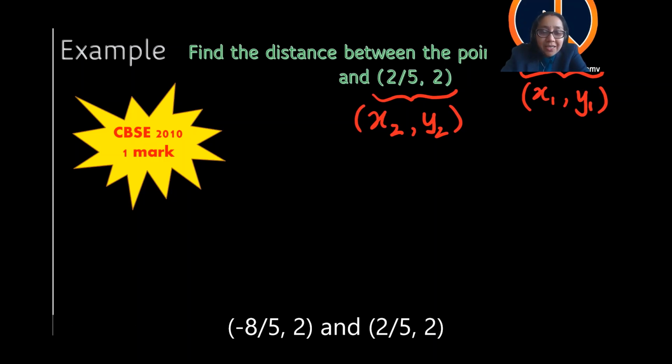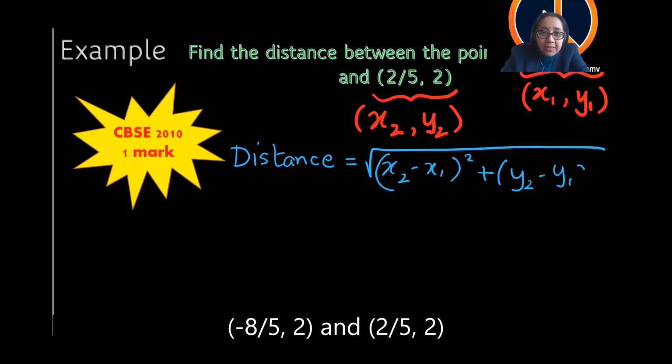So whatever you take, that's not a problem. So let's calculate using the distance formula. The distance formula is the square root of x2 minus x1 the whole square plus y2 minus y1 the whole square. Don't forget to write down the formulas. Formulas have a mark, so please be careful about including the formula within your answer paper.